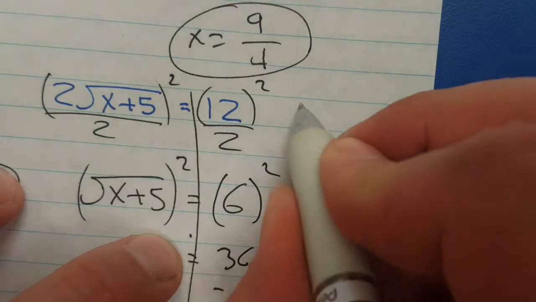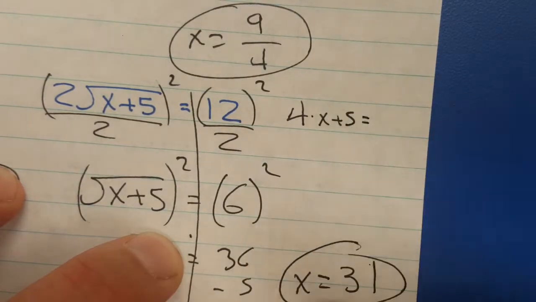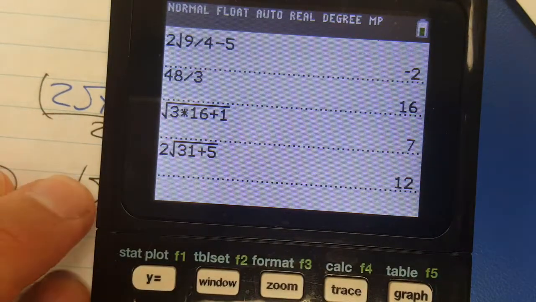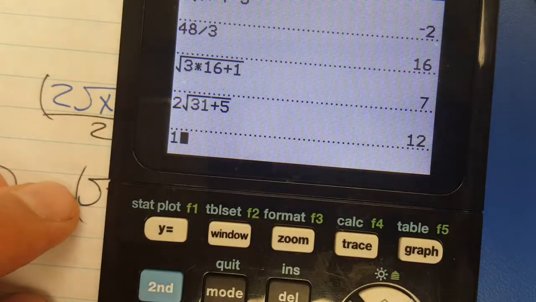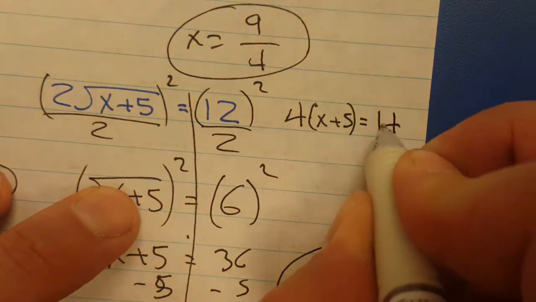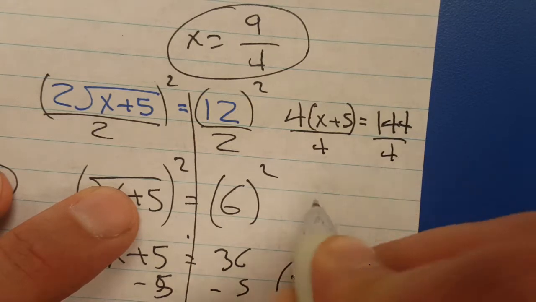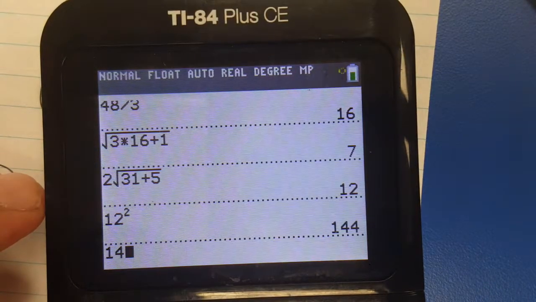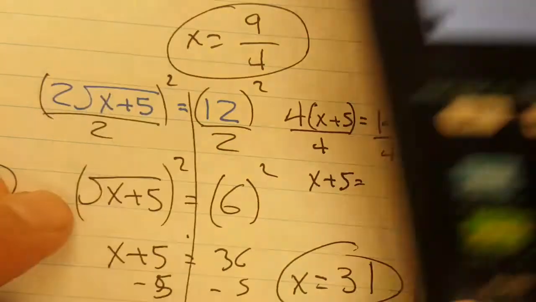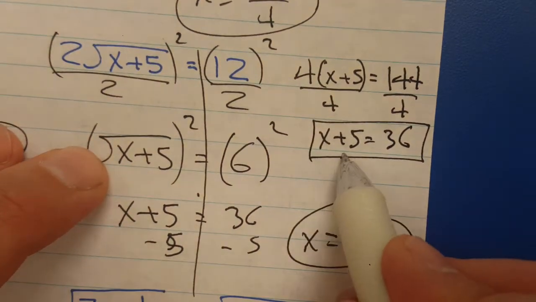So you would have 4 times x plus 5 equaling 12 squared. 12 squared is 144. I knew that. So you could actually do that. Watch this, this is kind of crazy. You would divide both sides by 4. X plus 5 equals 144 divided by 4, 36. Weird. So we got to the same result as we did there.